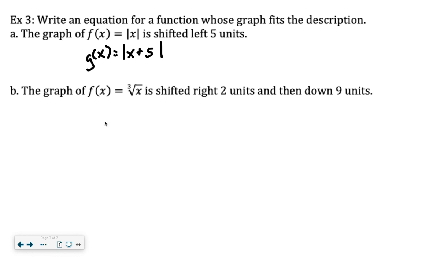Now, for my second example, this is saying we want to take the cubed root of x and go right 2 and down 9. So right 2 means I'm going to be subtracting 2 inside of the function. So this will be the cubed root of x minus 2. I'm going to the right, and then I'm going down 9. So outside of the cubed root then, I will be subtracting 9.